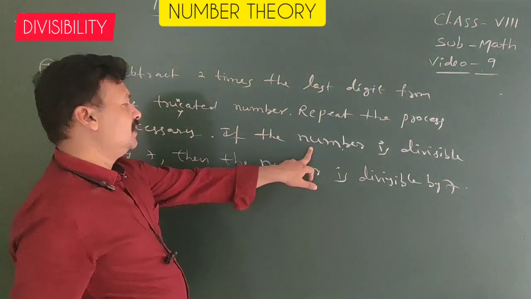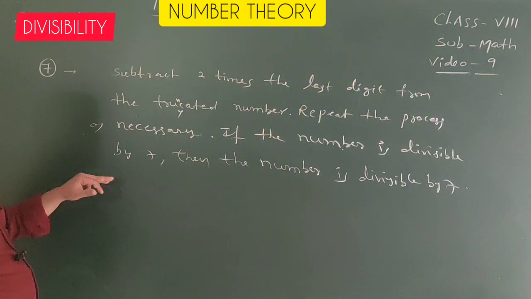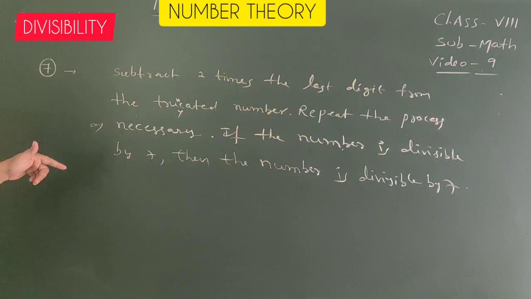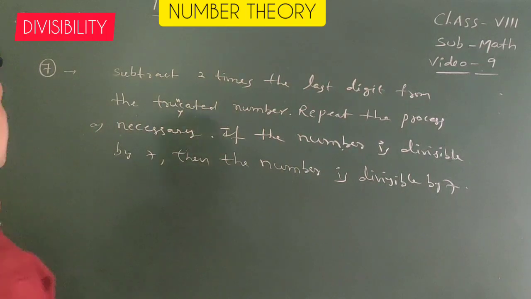If the truncated number is divisible by 7, then the number is divisible by 7. Okay, after this, I'll give an example for you. Example.